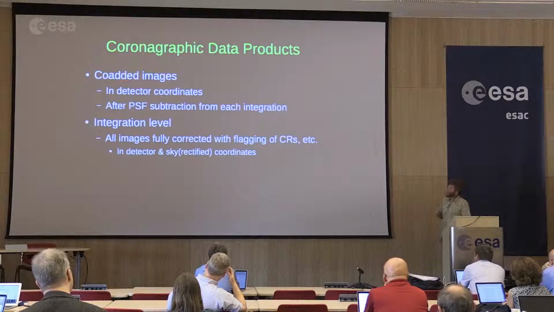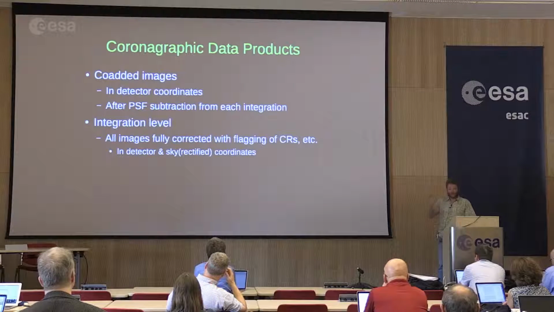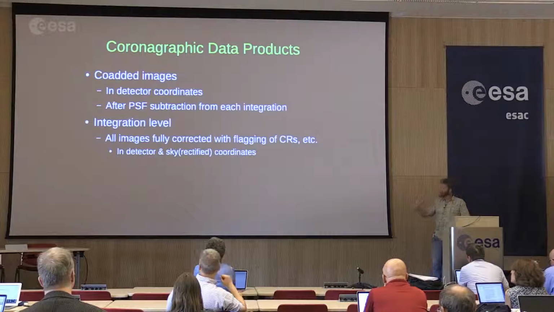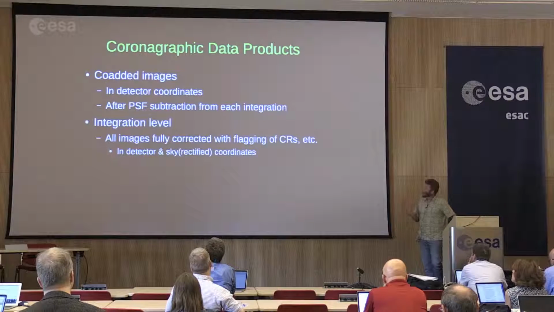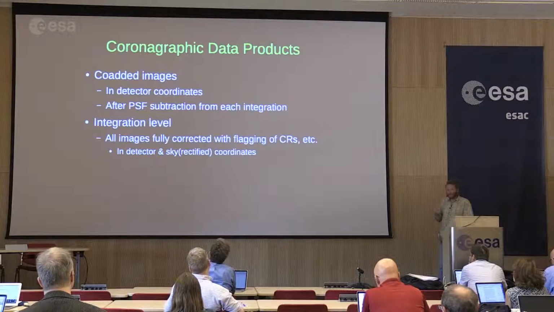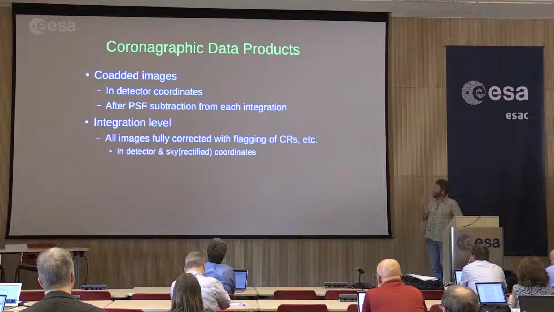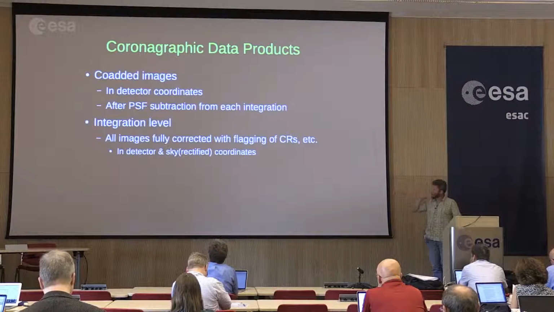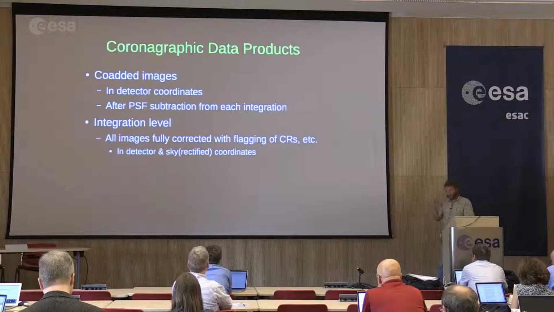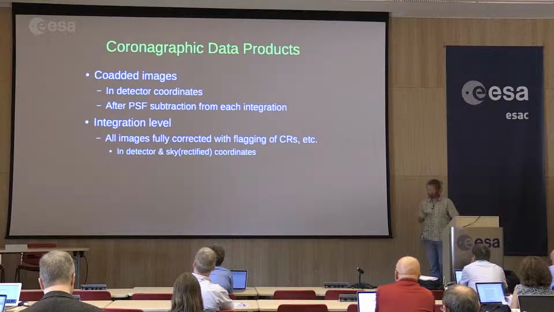For coronagraphic data, you'll be getting co-added images. Now, this is done in detector coordinates, right? That's the coronagraphy, we're not mapping onto the sky. And this is done after PSF subtraction from each integration. At the integration level, we'll show all the images fully corrected with flagging after PSF subtraction. And this one we will do in detector and sky coordinates, mainly because we can.